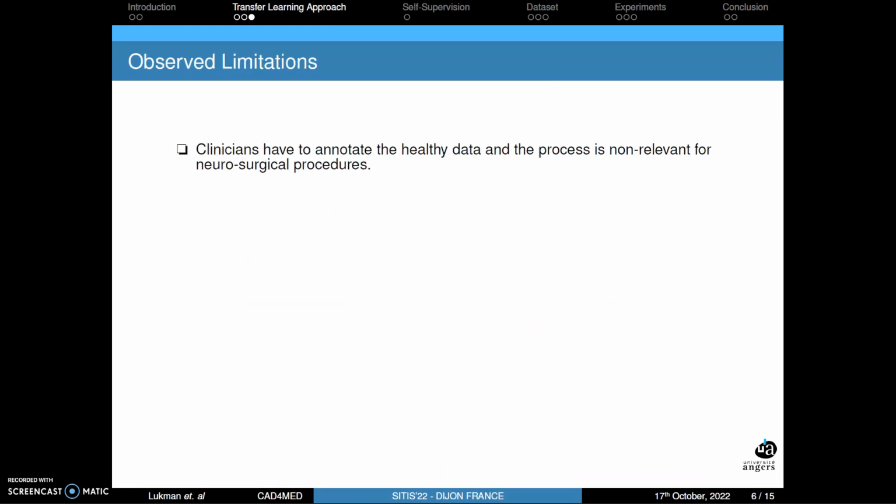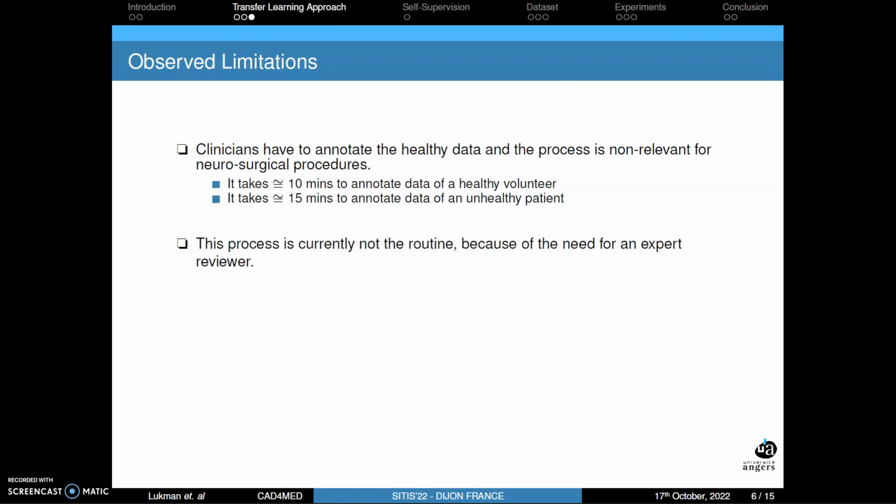As some of the observed limitations, we recognize that the clinicians still have to annotate the healthy data, for which there is no relevance in neurosurgical procedure or any medical or clinical benefit. And just to be exact, it can take on average about 10 minutes to annotate healthy volunteer data and about 15 minutes to annotate data of an unhealthy patient. And also the process is currently not routine because of the need for an expert reviewer in every case.